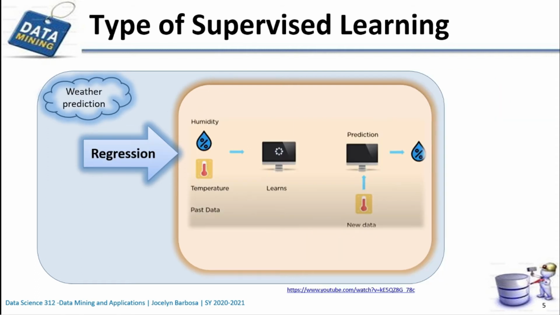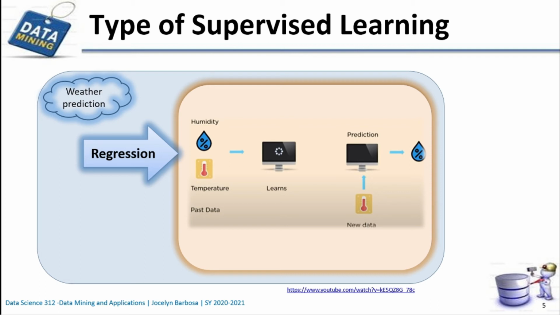For regression, we have a use case example of weather prediction, wherein if you look at the figure, say we have two variables, the temperature and the humidity. In this case, the temperature is the independent variable and the humidity is the dependent variable. For example, if by observation, as the temperature value increases, the humidity increases, and so we can say that the two variables are correlated to each other.